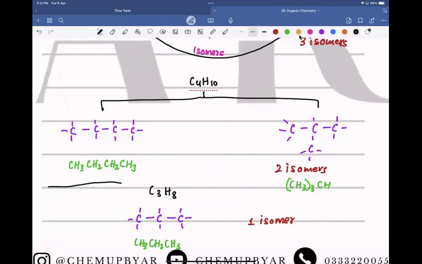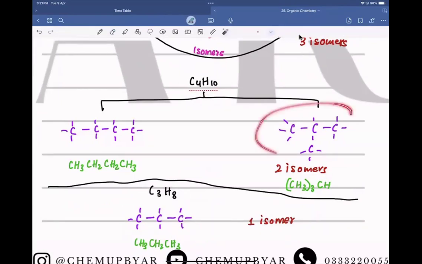Can C4H10 have a branch? Yes, here see, we have made the branch structure of C4H10 and this is the straight chain. There is a possibility for a branch. Now, if I keep 3 carbon atoms in a chain and put the 4th carbon atom like this, it's a branch.